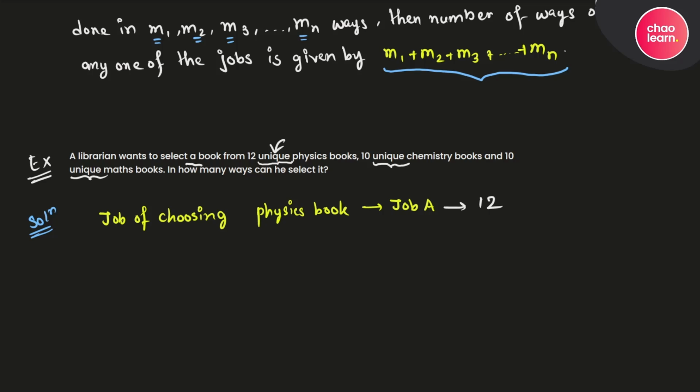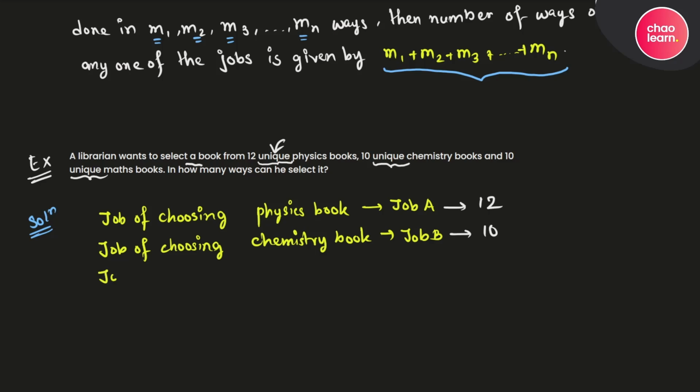Now let's name another job, which is the job of choosing a chemistry book. Let's name it as job B. And in how many ways could it be performed? It could be performed in 10 ways, right? So there are 10 unique chemistry books.